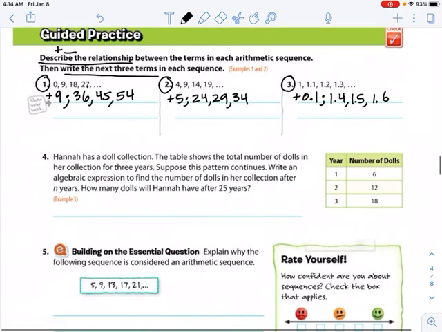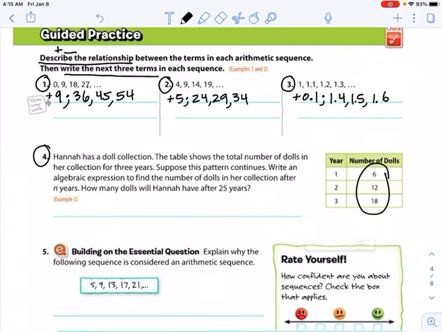All right, the last one we're going to do is number 4, and we will work on this one together because I know that the algebraic expressions are kind of confusing. Number 4 says that Hannah has a doll collection. The table shows the number of dolls in her collection for 3 years. So that's right here. Suppose this pattern continues. Write an algebraic expression to find the number of dolls in her collection after n years. And then how many dolls will Hannah have after 25 years?